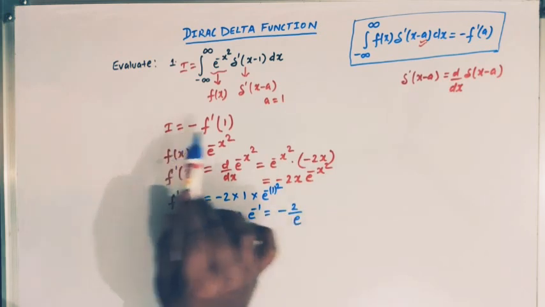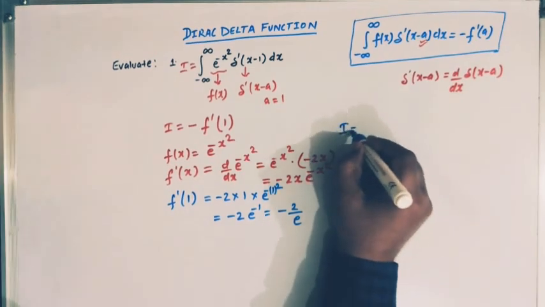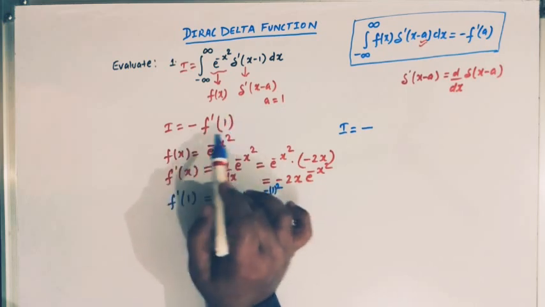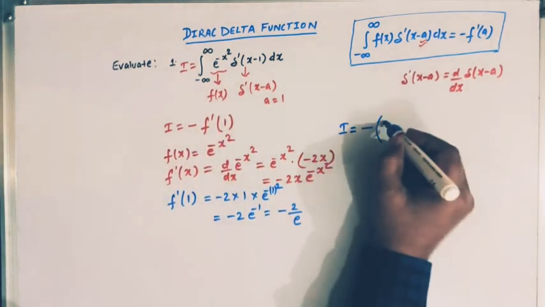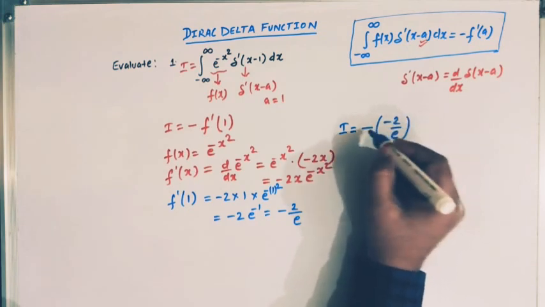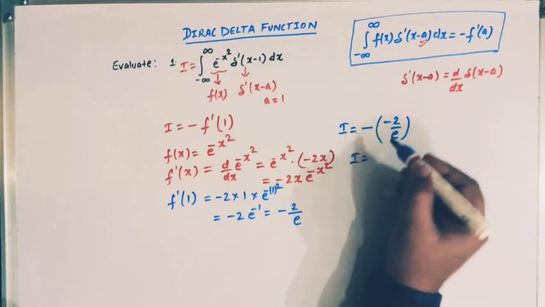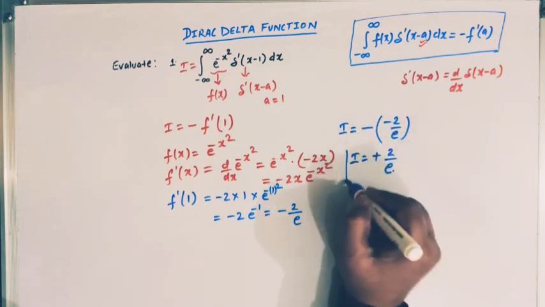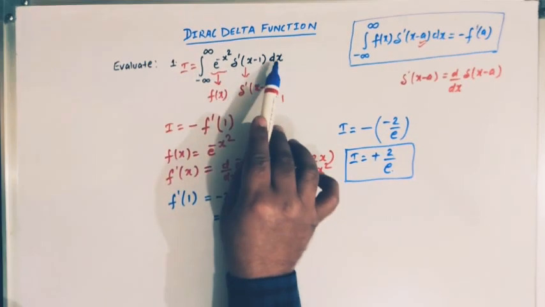So therefore the value of this integral I is minus of, that is negative of f prime of 1, and f prime of 1 is minus 2 over e. So minus and minus get multiplied and we get plus 2 over e. So this is the required integral of this function.